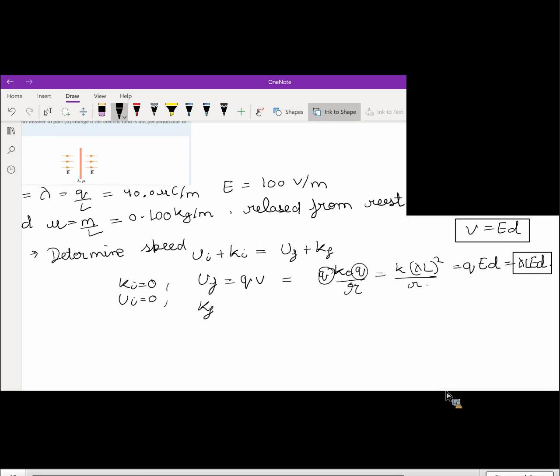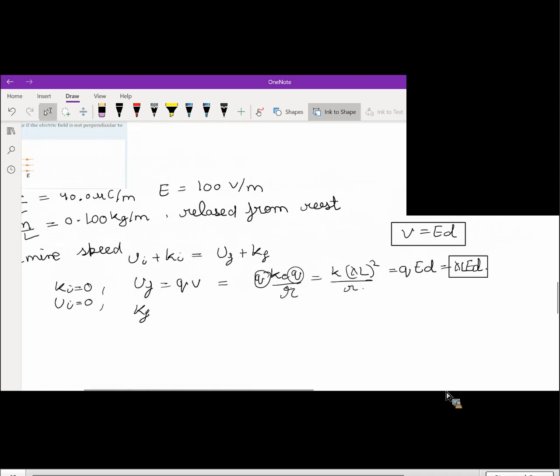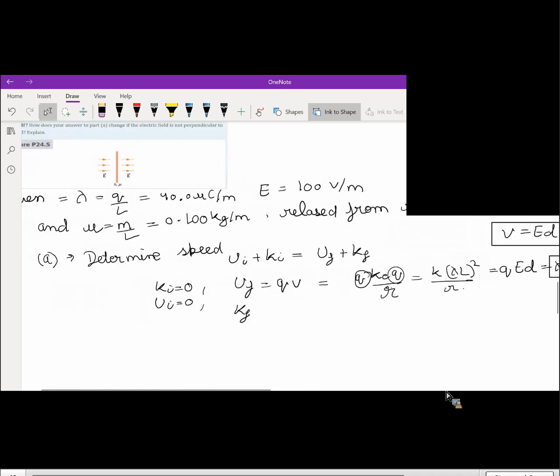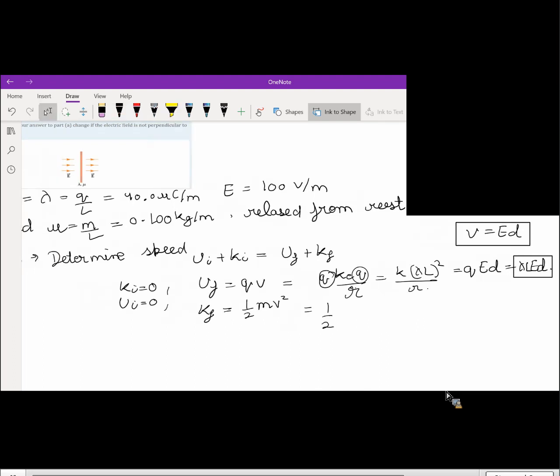Perfect. Because then I had to define R. I can simply say lambda LED, where D is the distance traveled and E is the external electric field. So I save myself doing the mathematics there. I use what is given. And KE final is half mv squared. V is something you have to find, and m is given as linear mass density, that is mu into L, so half mu L v squared.